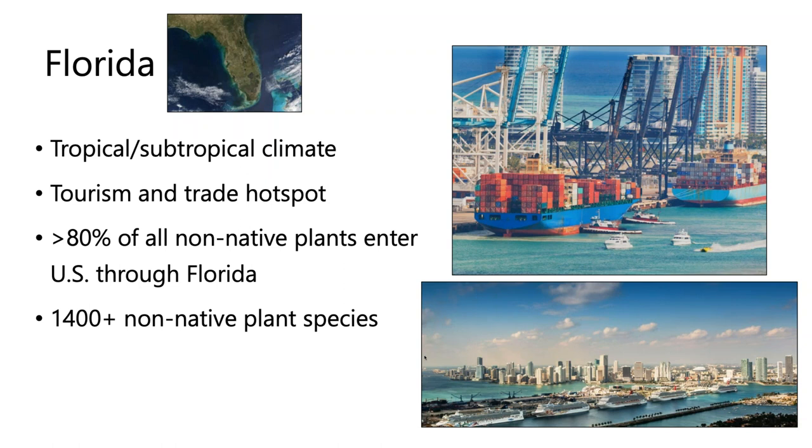Similarly, we are a tourism and trade hotspot. A lot of people like to come to Florida because of our climate. And then there's our trade: we have the ports of Miami, Tampa, and Jacksonville. The photo you see here at the top is Miami, with cargo ships carrying hundreds and hundreds of containers each, with commodities inside. So there's a very high likelihood that among those many containers, something will be introduced, either intentionally or unintentionally, from that source.